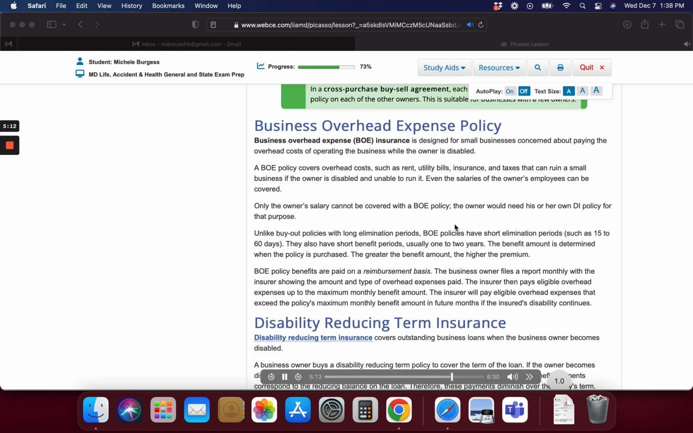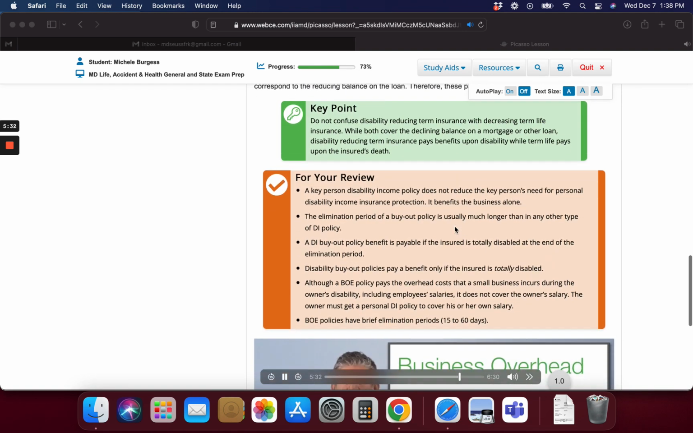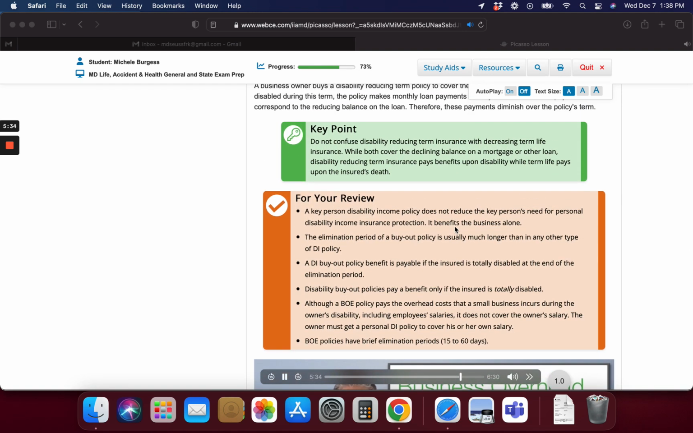Key point: do not confuse disability reducing term insurance with decreasing term life insurance. While both cover the declining balance on a mortgage or other loan, disability reducing term insurance pays benefits upon disability while term life pays upon the insured's death. For your review, a key person disability income policy does not reduce the key person's need for personal disability income insurance protection. It benefits the business alone.